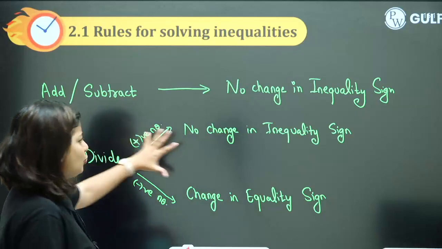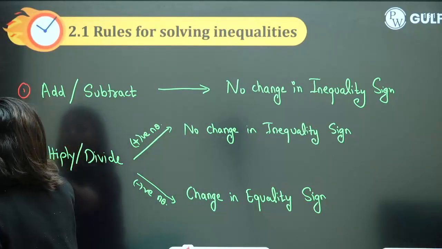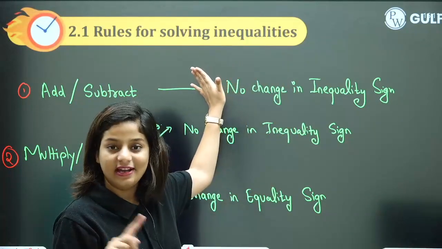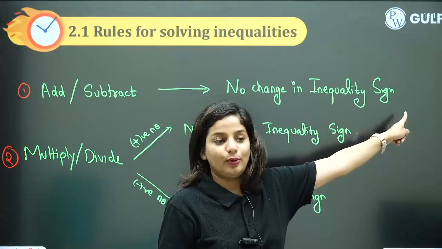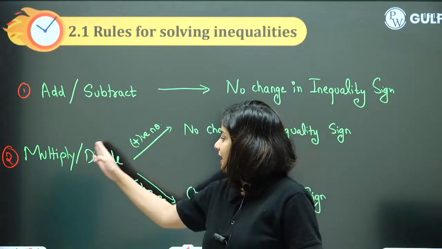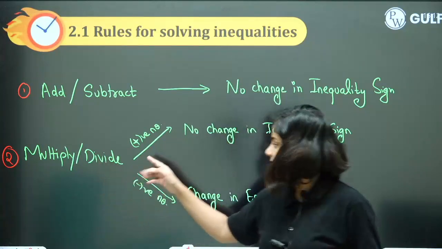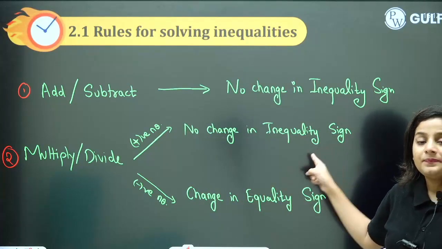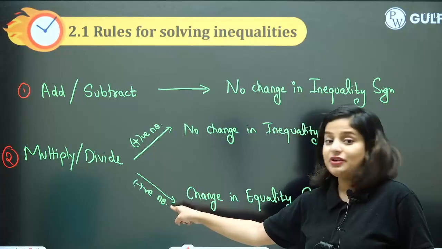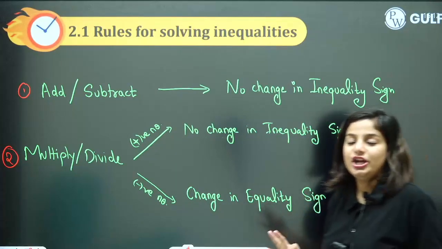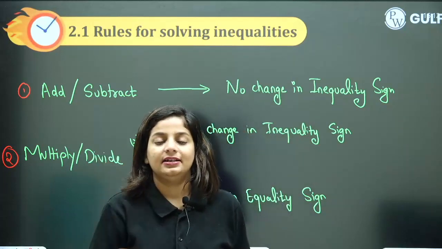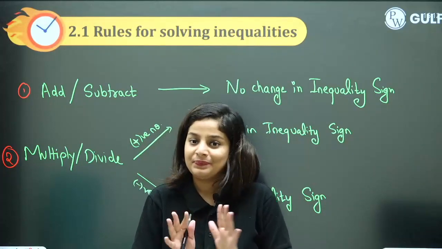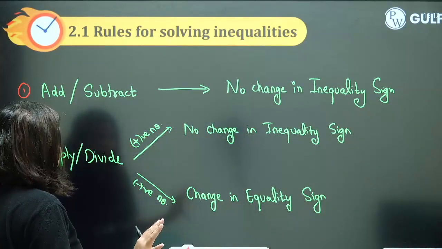Alright. There are just 2 rules you have to keep in mind for solving inequalities. First, whenever you are adding or subtracting on both sides of an inequality, there is no change in the inequality sign. But when you are multiplying or dividing, then there are 2 cases. Case 1, if you are multiplying or dividing with a positive number, no change in the inequality sign. But if you are multiplying or dividing with a negative number, then the inequality sign will change. That is, greater than will become less than, greater than equal to will become less than equal to, and so on and so forth. Understood? Yes, surely you have seen this already. Can you recall these rules?